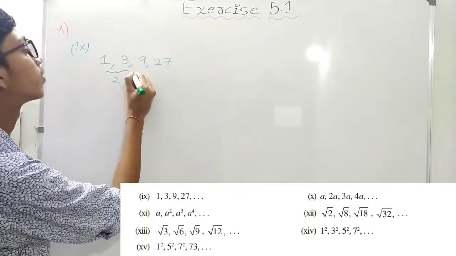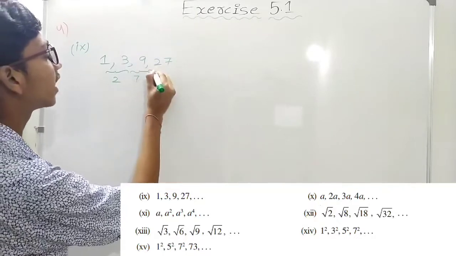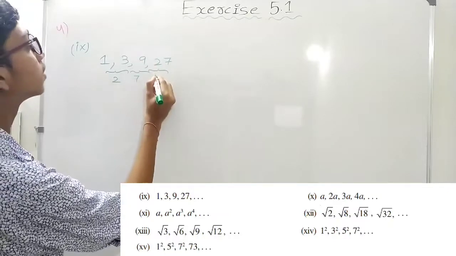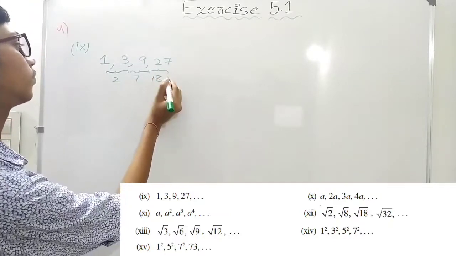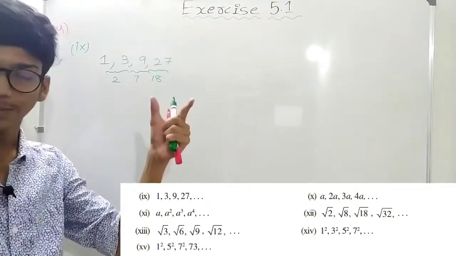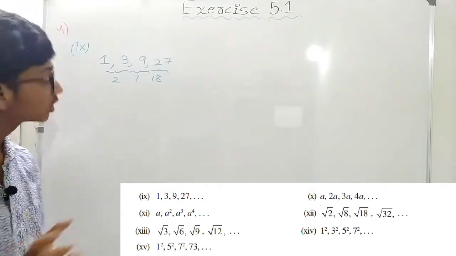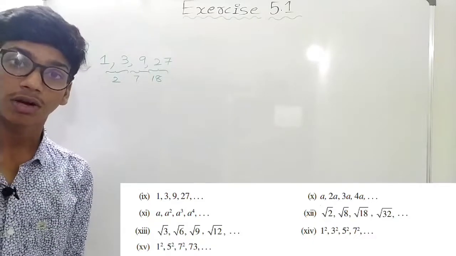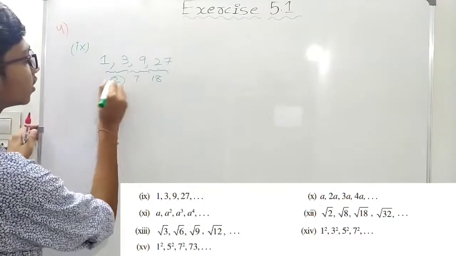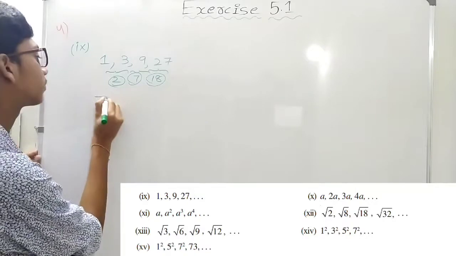3 minus 1 is 2. 9 minus 3 is 6. 27 minus 9 is 18. Actually, it is in the GP. We are studying arithmetic progression now. It is in a geometric progression, a topic of class 11th. Here clearly the difference is not a fixed value, so we can say that it is not in the AP.